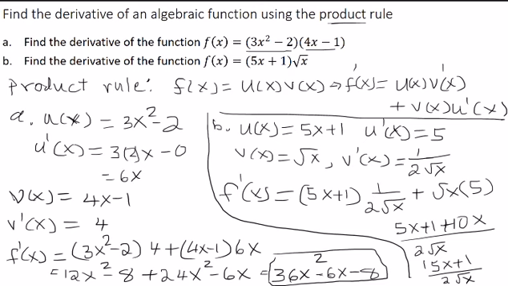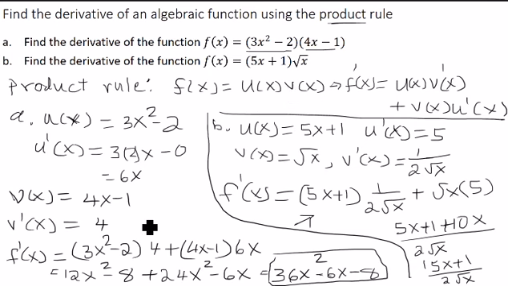Alright, so these two examples here demonstrate the product rule. In the product rule case, you just have to identify the u and v and just apply the formula. In the process, you have to find out their derivatives and then simplify your final answer as much as possible.